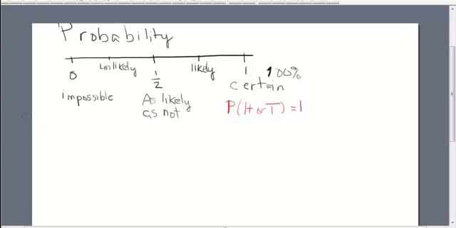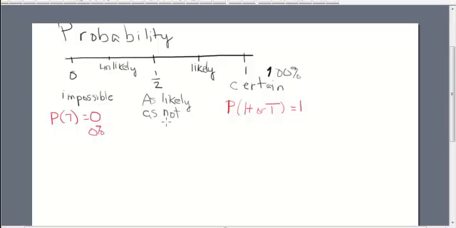On the opposite end of the spectrum, we have something that's impossible to have happen. If I'm rolling a standard dice, a six-sided number cube, what would be the probability that I roll a 7? Well, that can't happen, so my probability would be 0, or 0%. It's an impossible thing to have happen. Everything else falls in a range between impossible and certain.